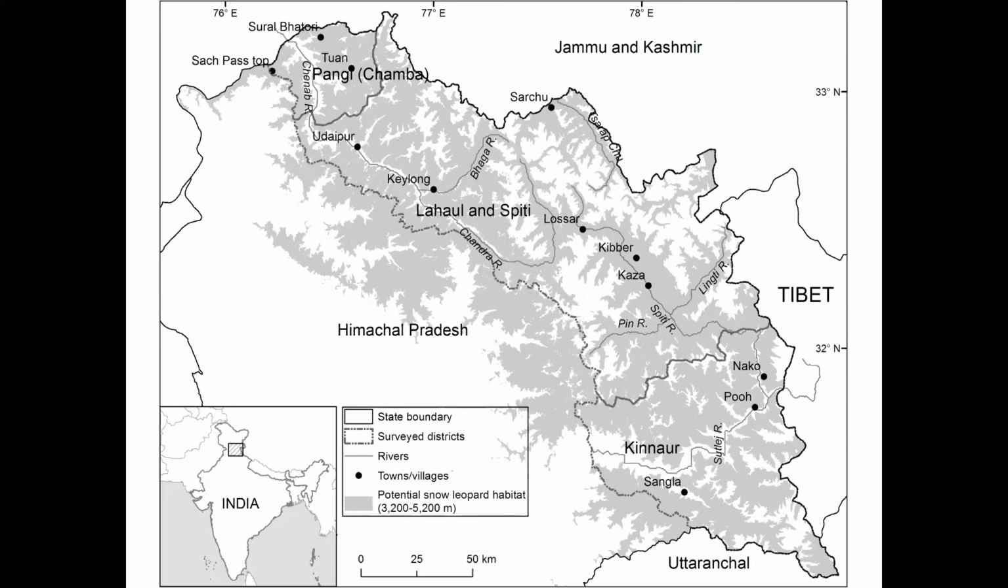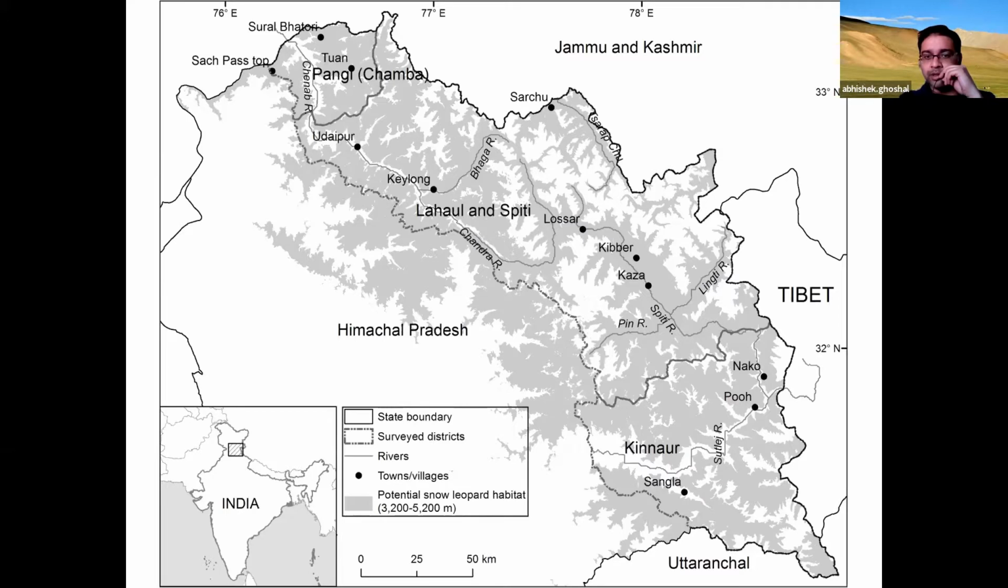So we might have a huge area like this. The gray shaded area is the potential habitat of snow leopard in the Himachal Pradesh state, and it covers about 26,000 square kilometers, and it's just not logistically and economically possible to cover this much area by physical surveys, be it sign surveys, camera trapping, or genetic sampling. It's just not feasible to cover this entire area.